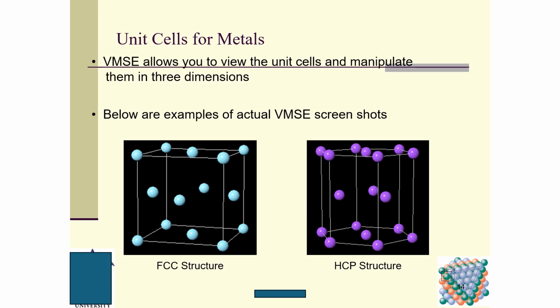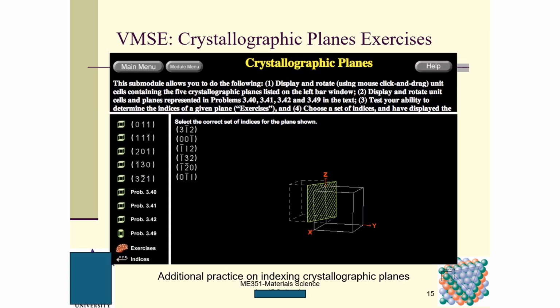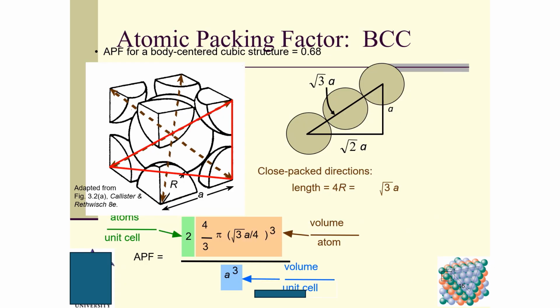And what's here? Unit cells for metals. So VMSE allows you to view the unit cells and manipulate them in 3 dimensions. And below is an example of actual VMSE screenshots. And there is a crystallographic plane exercise you can do. You can have this exercise here. You just take a look.